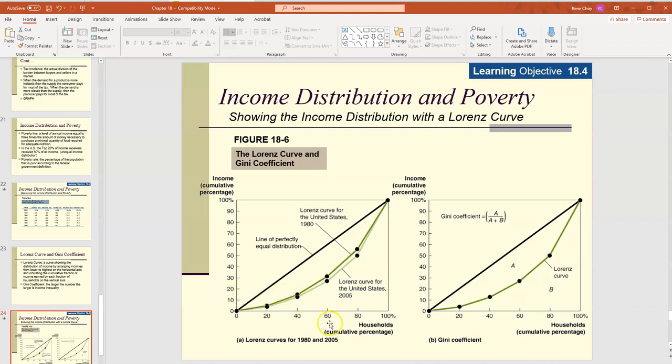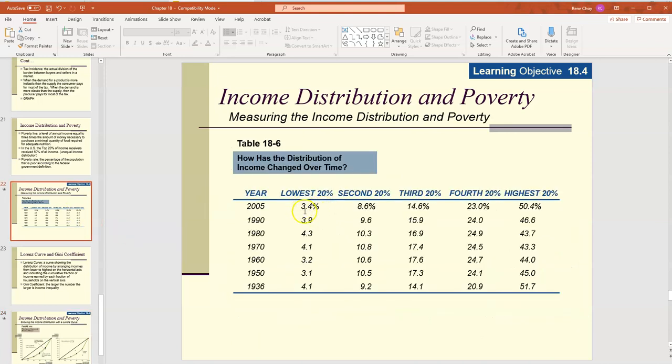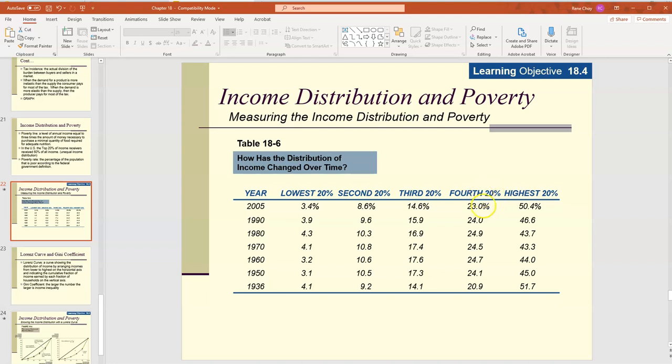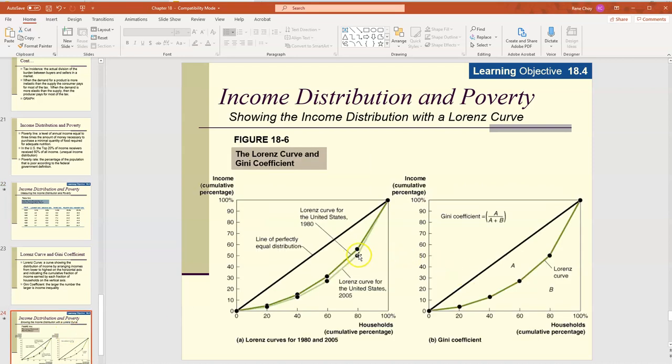Okay? Then to get to the 60, we add the cumulative income between the bottom 20, the next 20, and the next 20 after that. And then we end up with around 27% or so. You can see here you add this 3.4, that 8.6, and that 14.6%. And then that's what this number is. And then the next 20%, so 80% of households. For 80% of households, we add this number plus that number plus that number plus that number. And then we end up with this point here on the graph where 80% of households receive around 50% of the income. So this is what we call a Lorenz curve.